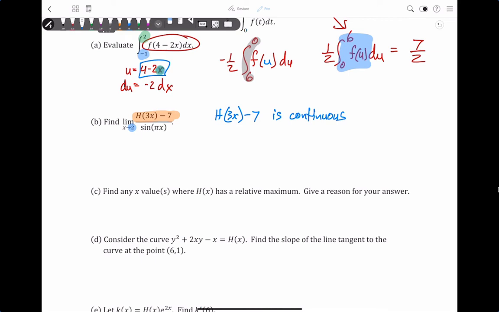Okay, the next part of this is we're going to say, what is the limit just of the numerator as x is approaching 2? So what is the limit of just this numerator piece as x is approaching 2? Well, if I'm going to put 2 in here, it's going to say h of 6 minus 7. Okay, so what is h of 6?